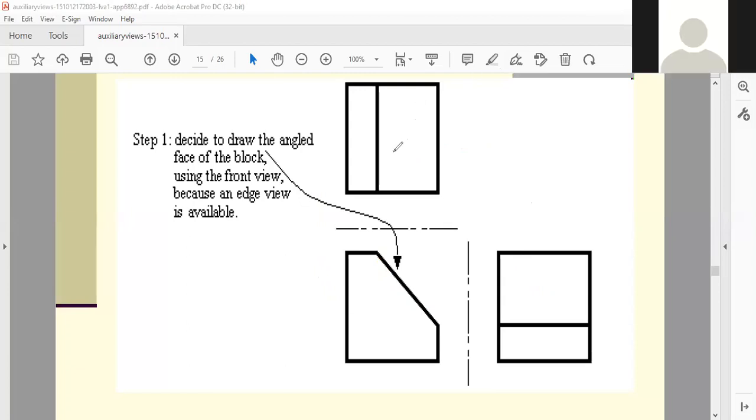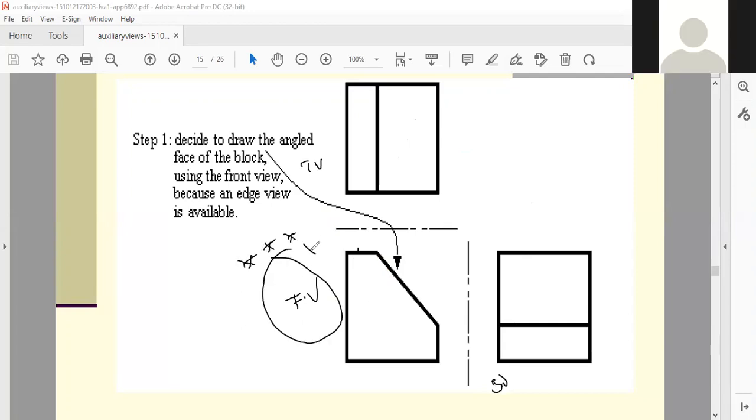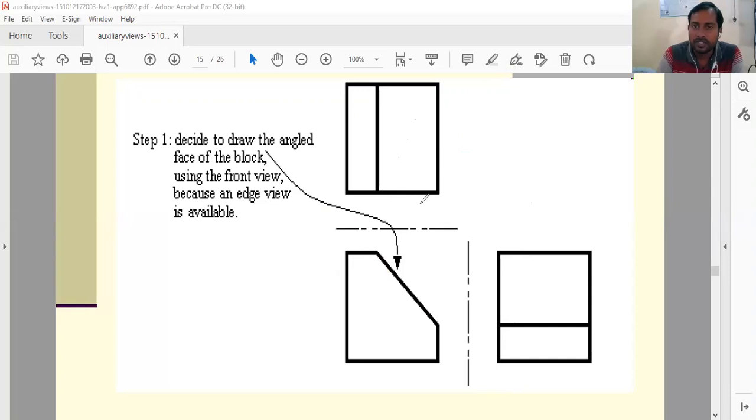Yes, sir. So you can draw the auxiliary view only with the help of front view and top view, or front view and side view. And the front view is mandatory. Until otherwise, it's very difficult to draw the auxiliary views. So the first step is to recognize the inclined portion. That is, this is the inclined portion of the line.